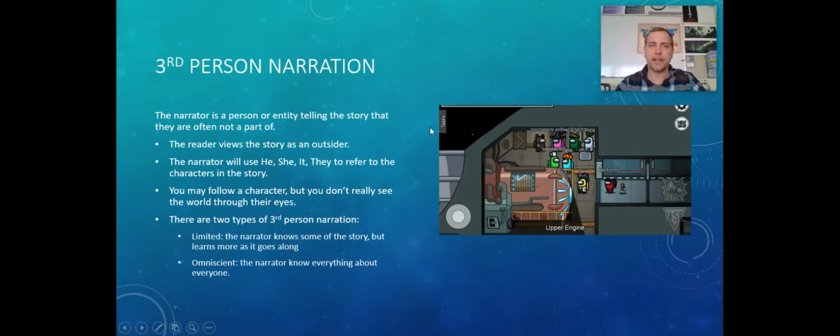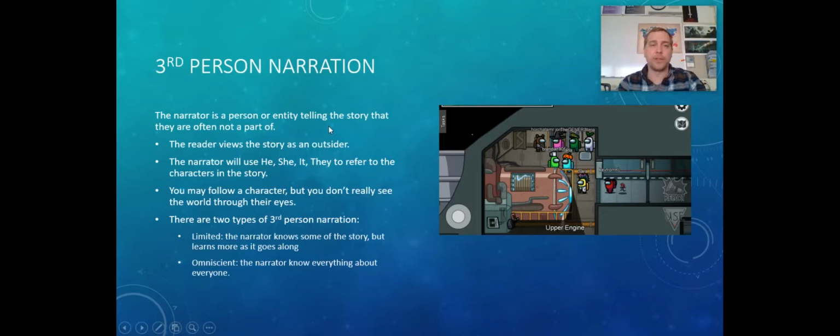And then finally is the third person narration. And this is where you're kind of sitting. This is most like sitting and watching TV. The narrator is a person or an entity just telling the story that you're not really part of. You're just watching the story happen. There's definitely a level of distance between you and the story when it's third person, right?